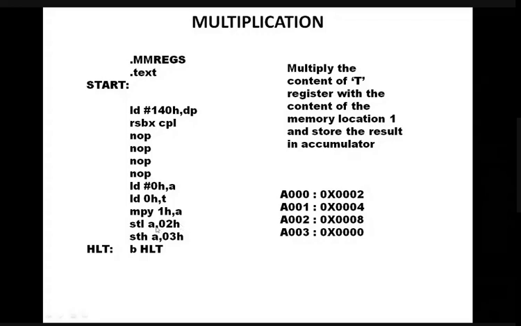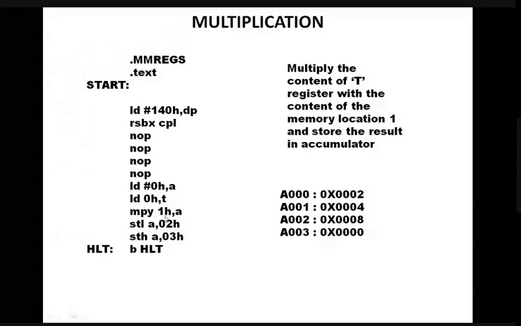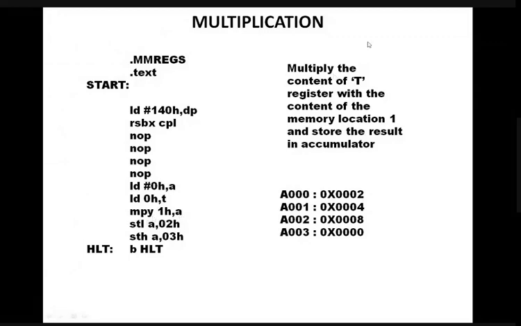And when it is multiplied with the content of the accumulator, and right now the content of the T register is 2. So multiply the content of the T register with the content of the data memory location 1, and then store the product in A. MPY means multiply the content of the T register with, like that we need to understand. So the content of the T register is 2. Multiply it with the content of the memory location 1, which means 2 into 4, which is equal to 8, and A will be there in the accumulator.